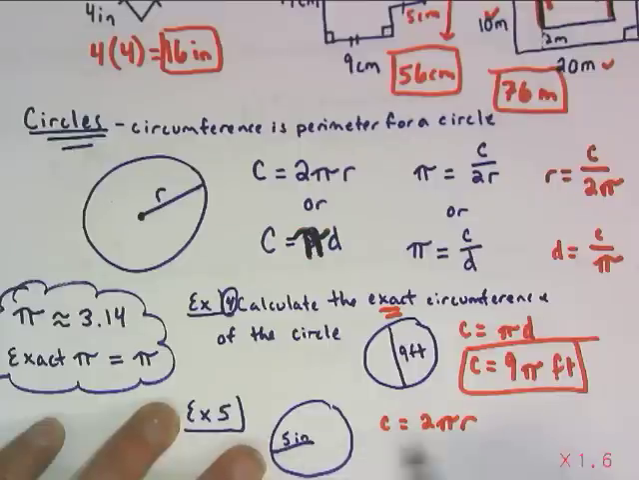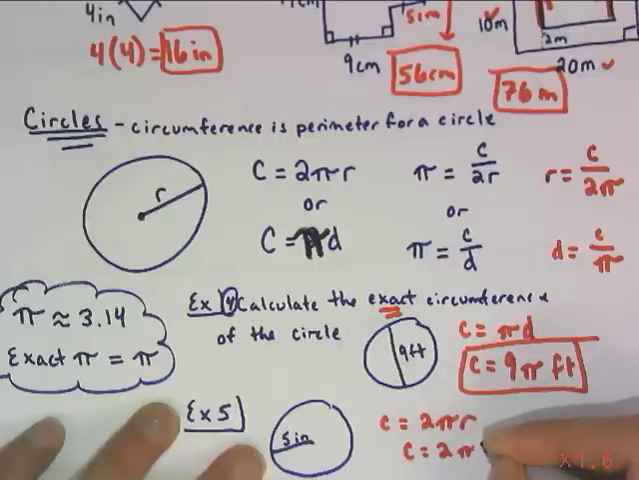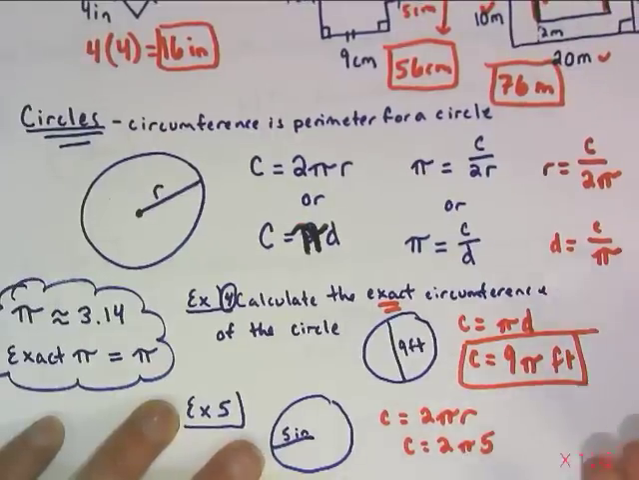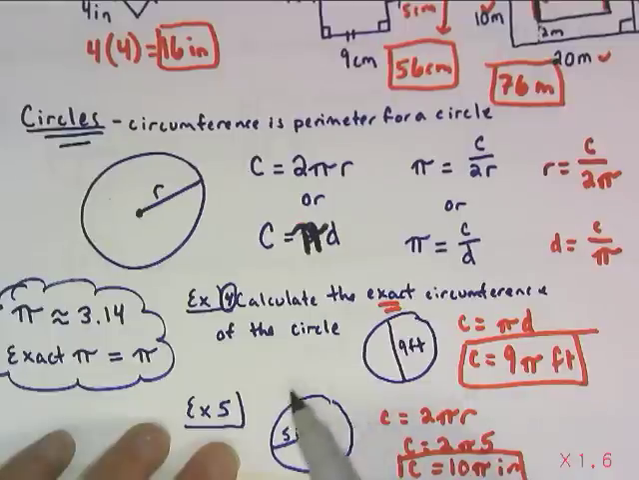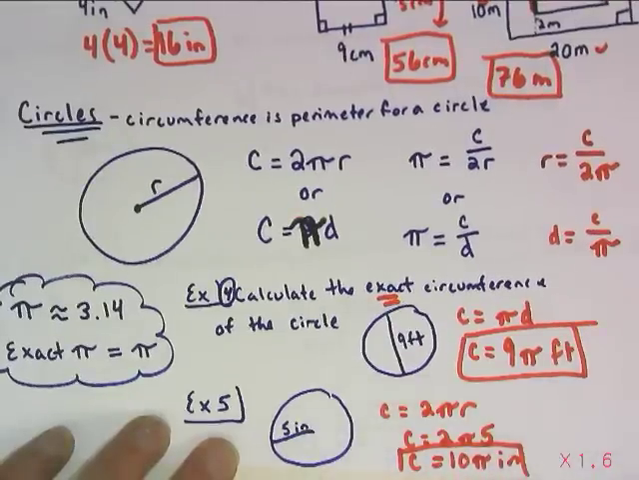And then if r is 5, then if I plug it in like so, pi you're going to treat as kind of like an x, so the coefficient, which is 2 times 5, will go in front of that variable. And then don't forget your units in the end, right? So the distance around this circle would be 10 pi. So approximately it would be 10 times 3.14, or 31.4 inches. But exact would be 10 times pi.